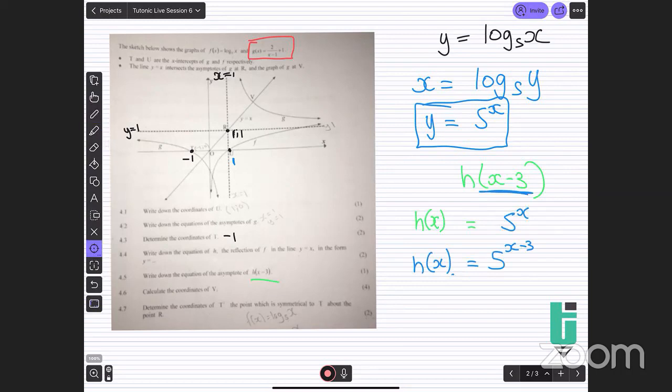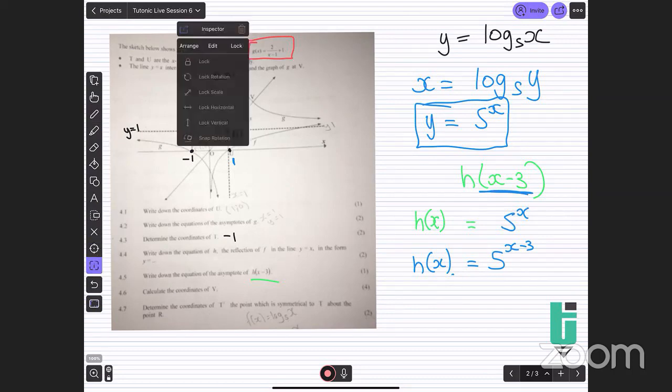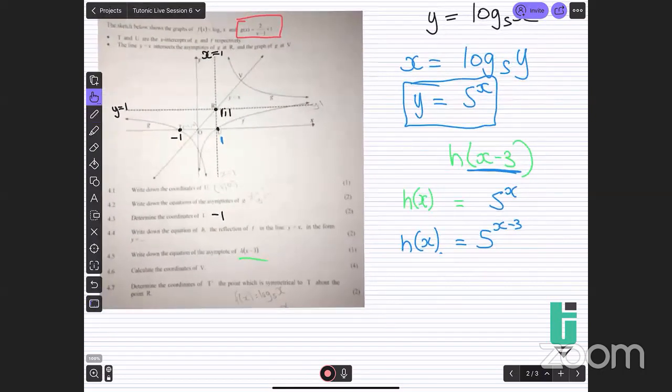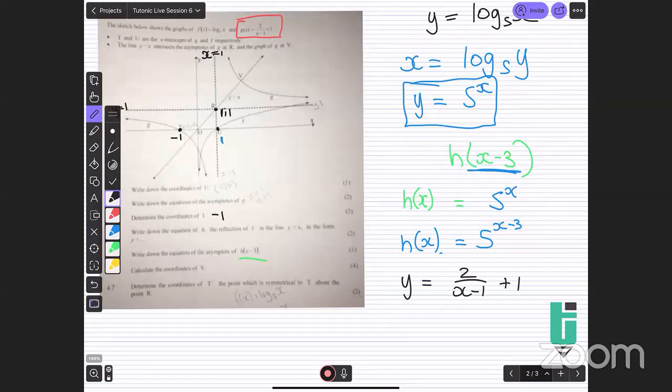The coordinates of V. Where's V? It's the point of intersection, so you make them equal to each other. V is the intersection of what? Of the two graphs, the straight line y equal to x and the hyperbola. So if the hyperbola is y equals 2 over x minus 1 plus 1, what can we do now? You make it equal to x because that line is y equal to x. So you can replace y with x.